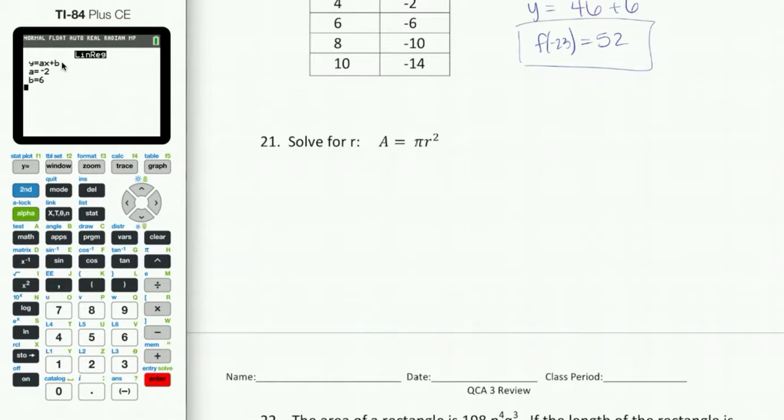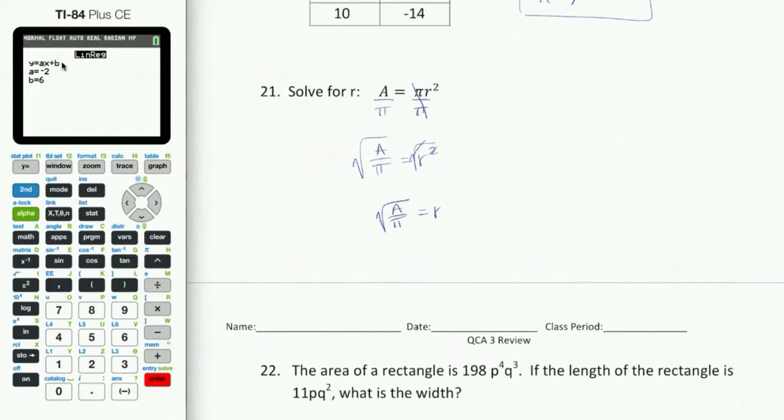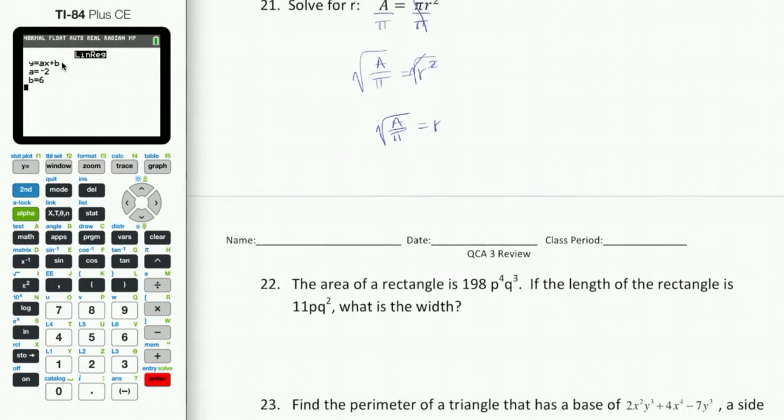It says solve for r. So we are trying to get r by itself. The first thing we're going to have to do is divide by pi. So if we do that, we're going to have a divided by pi equals r squared. To undo the squared, we're going to have to square root both sides. So square root, square root. When we square root, that's going to cancel out with the squared. So the square root of a over pi equals r. So that is your answer for number 21.